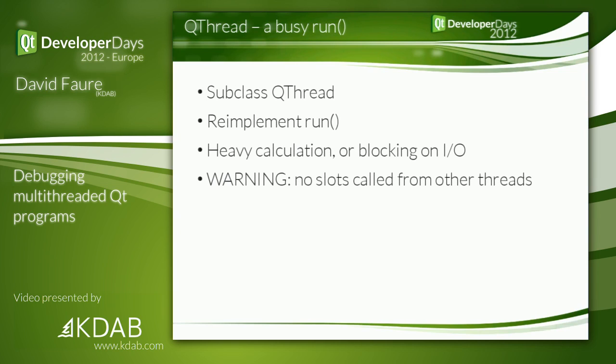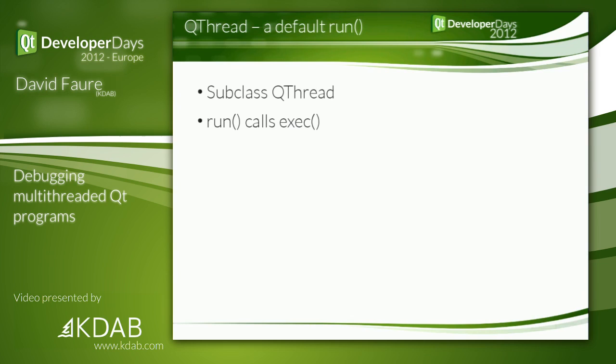But of course, you could have threads that do a bit of both. They do a calculation, then go back to the event loop, wait for the next slot to be called. Then in that slot, they do some calculation. This is fine, of course. But it's not exactly this use case, because this is really no event loop. Now let's go into the use cases where we do have an event loop.